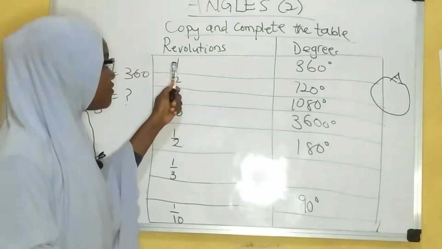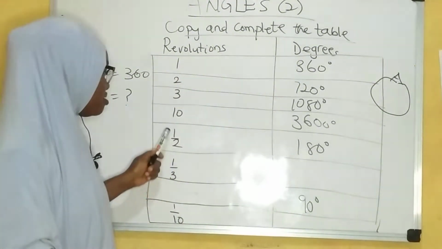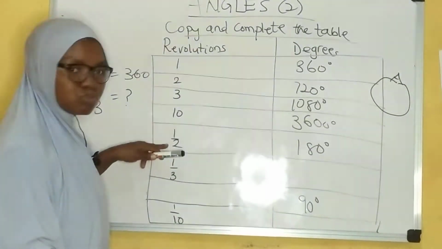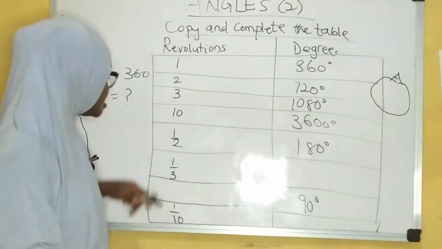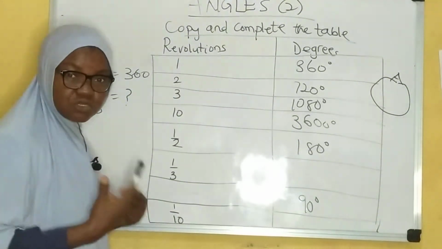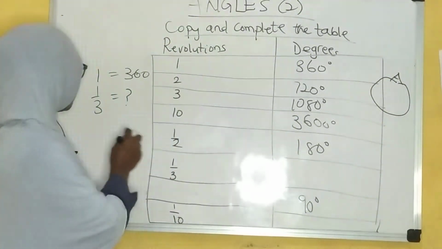That is, a full revolution is 360. So 1/2, which is half a revolution, is just dividing 360 by 2. So the same thing you are going to do in this case. You are just going to divide this 360 by 3. Does that resonate with you? If it does, let's see what we can do.